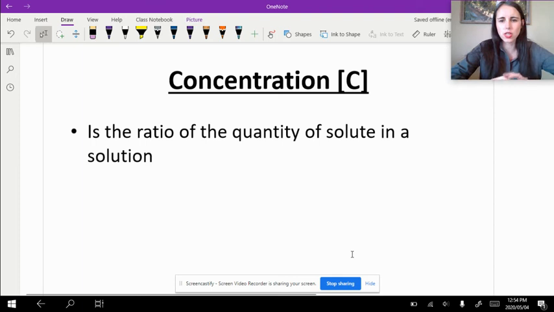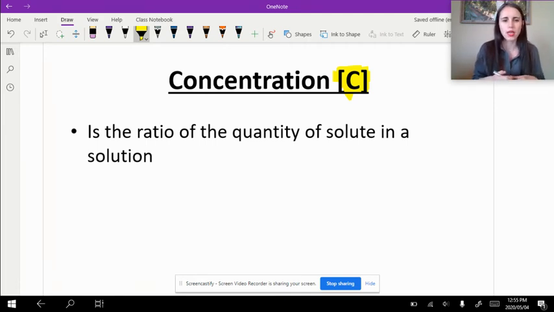So concentration, notice that here we have square brackets around C. That's actually a really great shortcut that we use in chemistry to represent concentration. So rather than having to write out the word concentration, if I put square brackets around something, it means concentration. I actually use that almost daily in my grade 12 chemistry class.